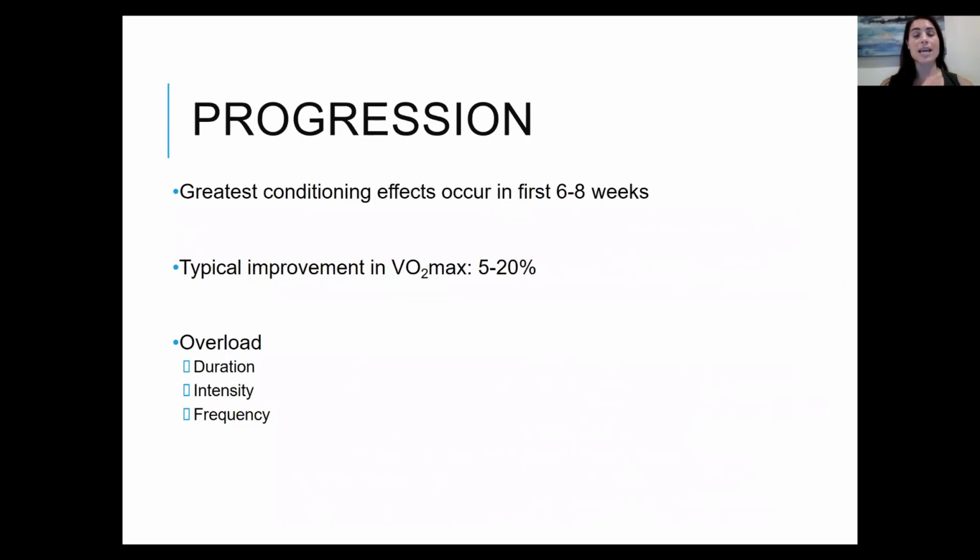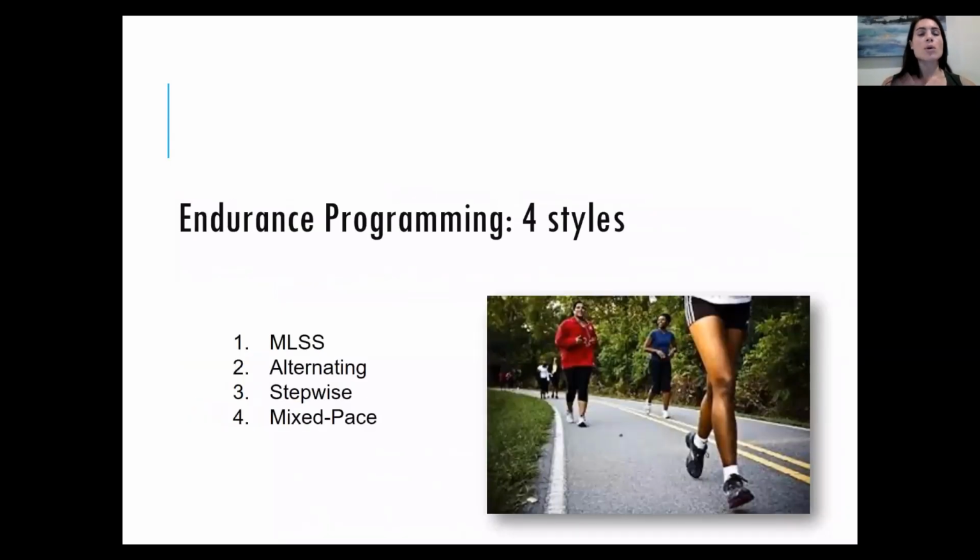Okay? And it's really important that that happens because we really think about overload. We think about those principles like duration, intensity, and frequency. So I'm going to pause here, and the next video is going to be on different endurance programming styles, including these 4 styles listed below.